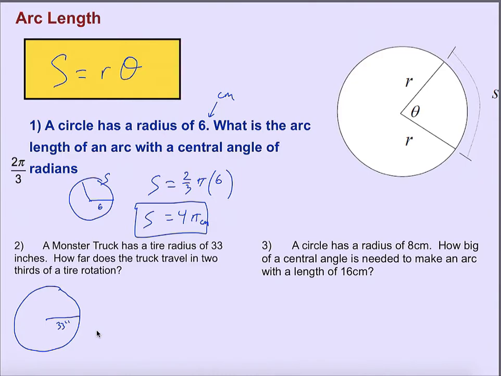So 2/3 of a tire rotation means that it's spinning around 2/3 of the entire circle, not of a semicircle. So the angle here is not 2/3 pi. The angle is 2/3 of 2 pi, because that's the full rotation. 2 pi is the full rotation, so 2/3 of that is this angle. 2/3 of 2 pi is 4/3 pi radians.